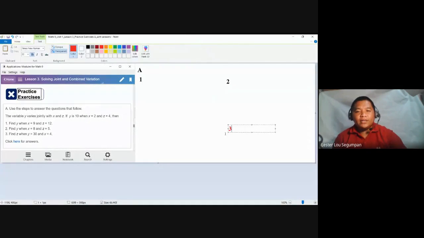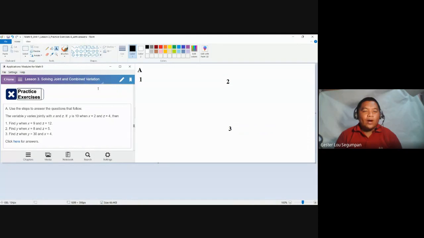Let's start with number one. The concern right now is y varies jointly with x and z. So we could create the mathematical equation based on the statement. We are sure that it's a joint variation. Aside from the name itself, we have two variables here. So joint variation, y is equal to kxz.